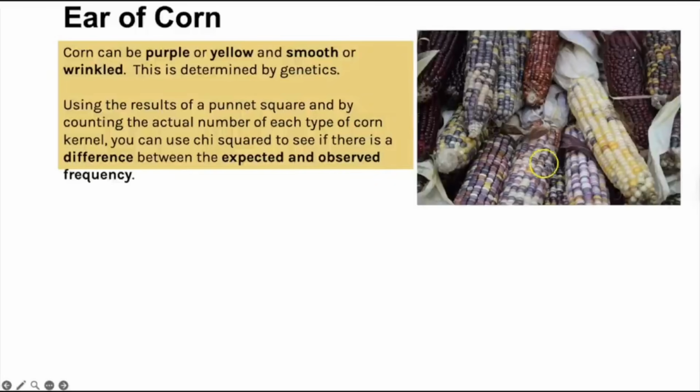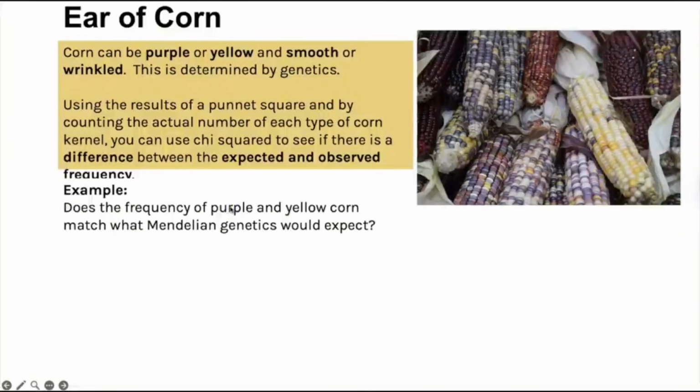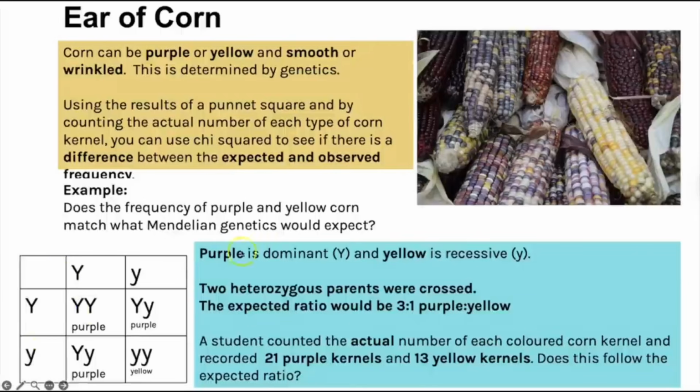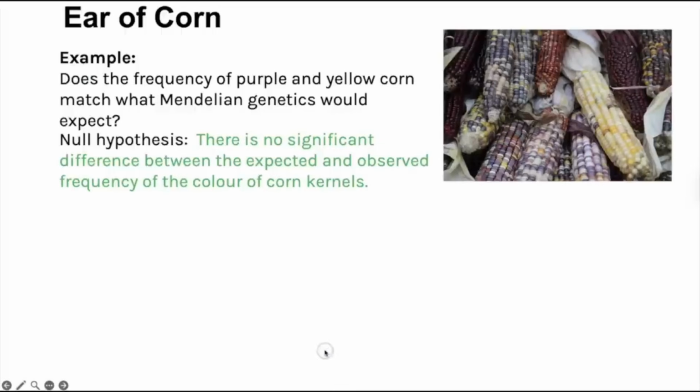But we've got an example here with corn, looking at the colour of the corn kernels. And in this example, we have got purple and yellow corn. Purple is dominant, yellow is recessive. Based on this Punnett square, we expect a 3:1 ratio of purple corn kernels to the yellow colour. So that's what we expect. We're then told that a student counted the actual number, so this is what they observed, and they got 21 purple kernels, 13 yellow. And we have to say, does that follow what we expected?